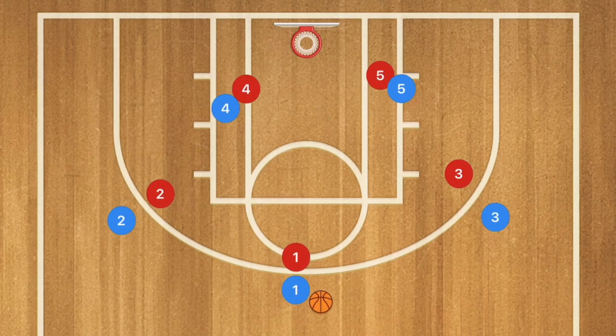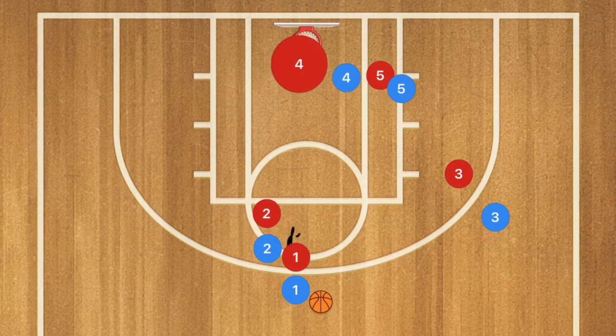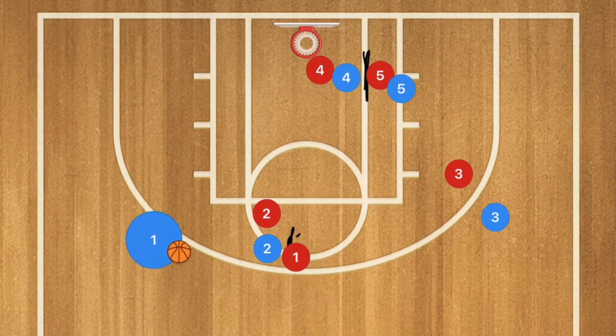This next play is again a very simple play. We're going to have player 2 setting a screen for player 1, and we're going to have player 4 setting a screen across for player 5. Player 1 is going to use that screen. Player 5 is going to use that screen.